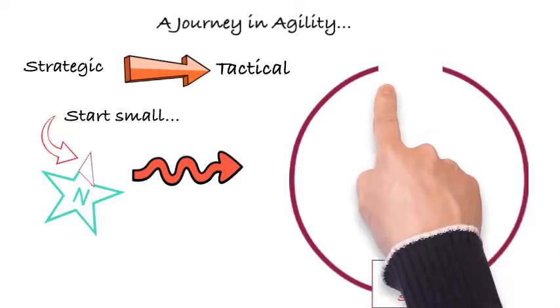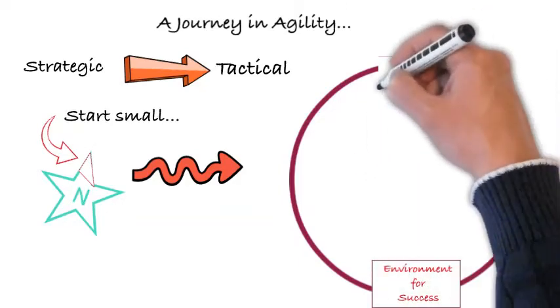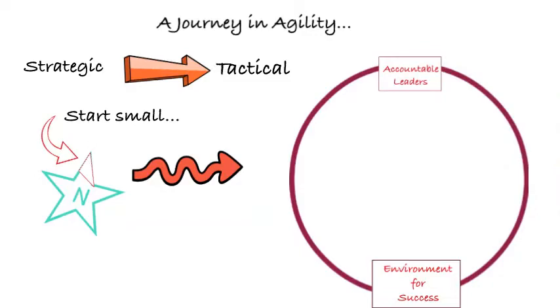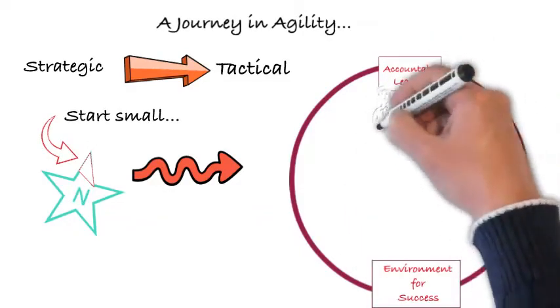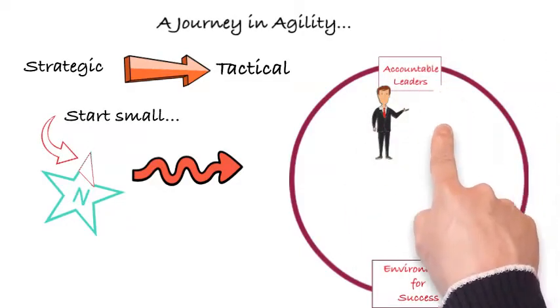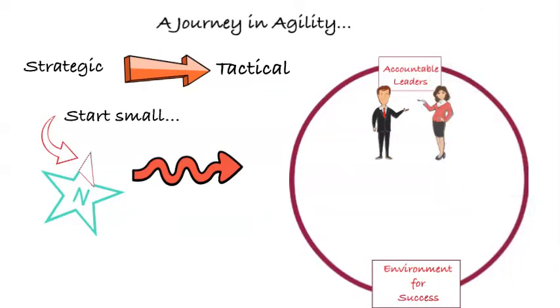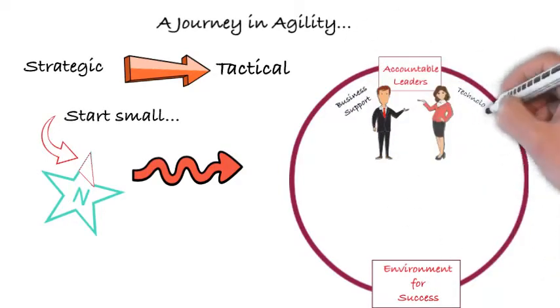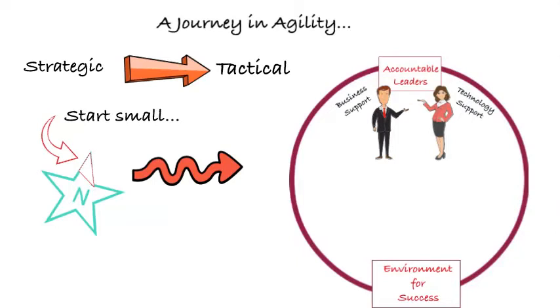An agile transformation simply cannot be successful without accountable leaders. Back in our strategic phase, we identified the people in the organization that were promoters for this agile transformation. Now's the time to gather those people, both from the business side and from the technology side, and have those leaders spearhead our effort and ensure that we have the people, the resources, and the support we need for success.